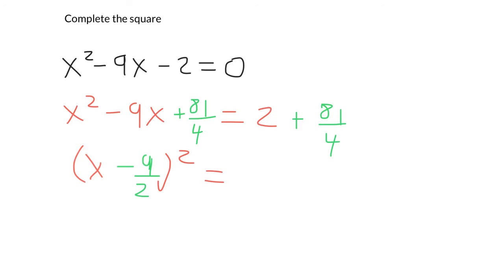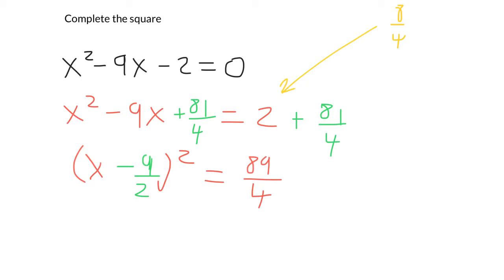Okay, then focusing over here, we have 2 plus 81 over 4. Now 2 is secretly 8 over 4. And the reason why I'm thinking about that is because I want that common denominator right here. So 8 over 4 plus 81 over 4, well, that's definitely going to be 89 over 4. So that is the right-hand side of the equal sign.